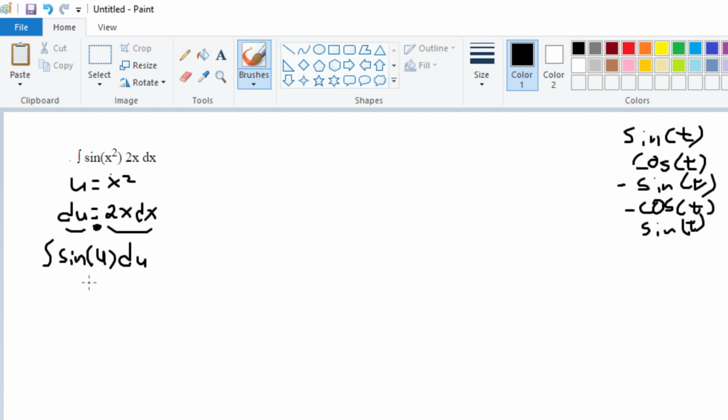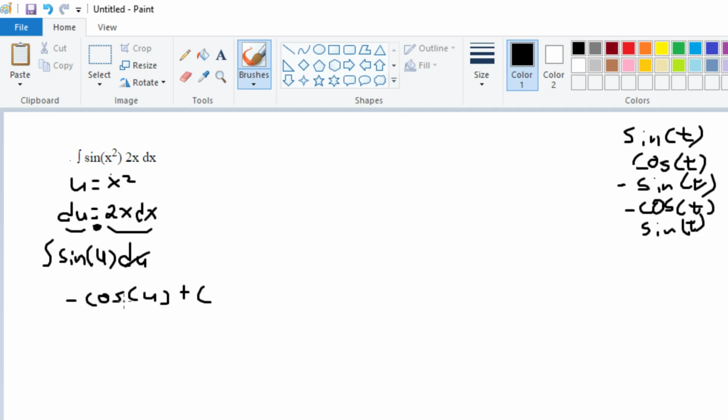So, with that said, we just have to integrate this. We have sine. We don't have sine t, we have sine u. The integral of sine u is negative cosine u. So the integral is negative cosine of u. And when you integrate, the du goes away. So it's gone. And then we say plus c, some number.